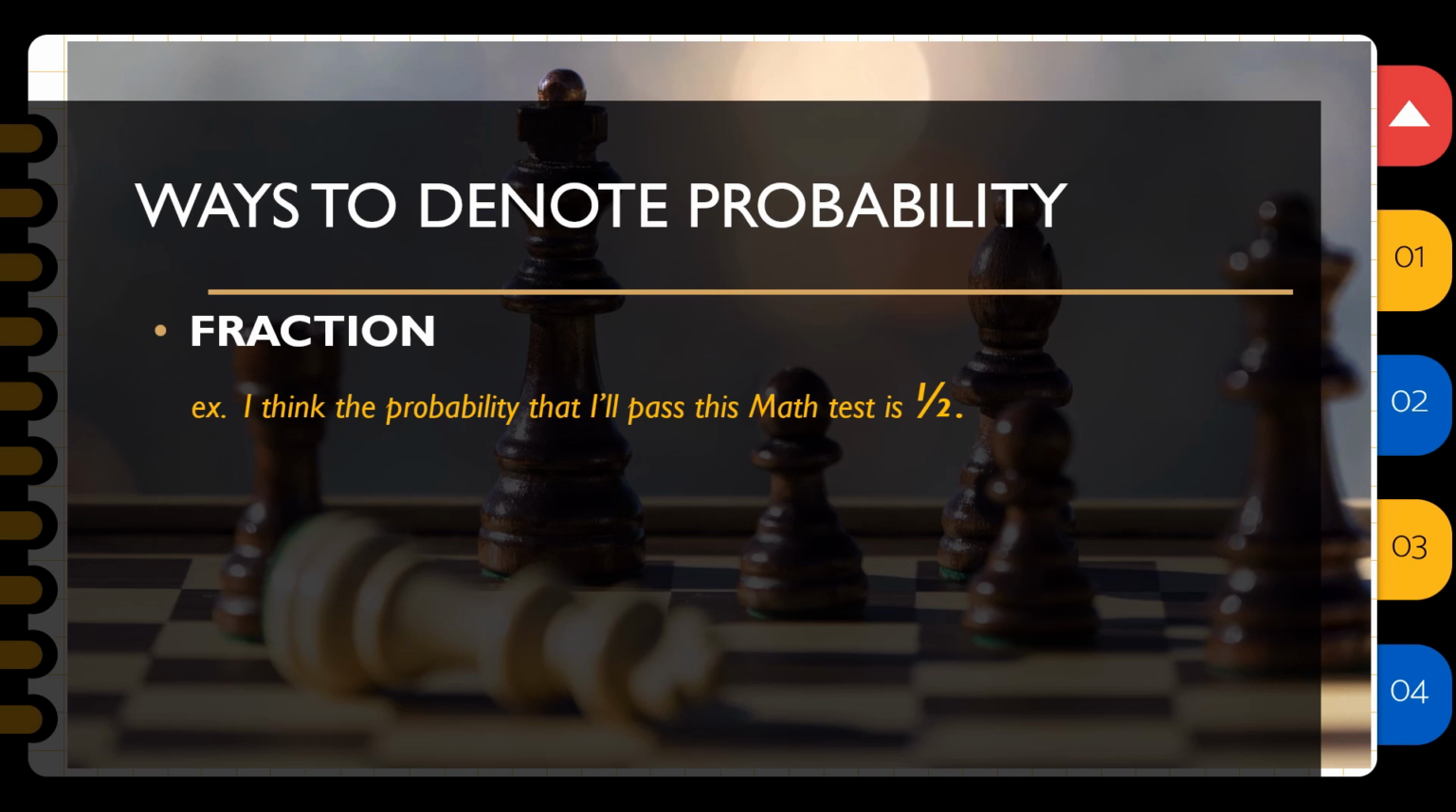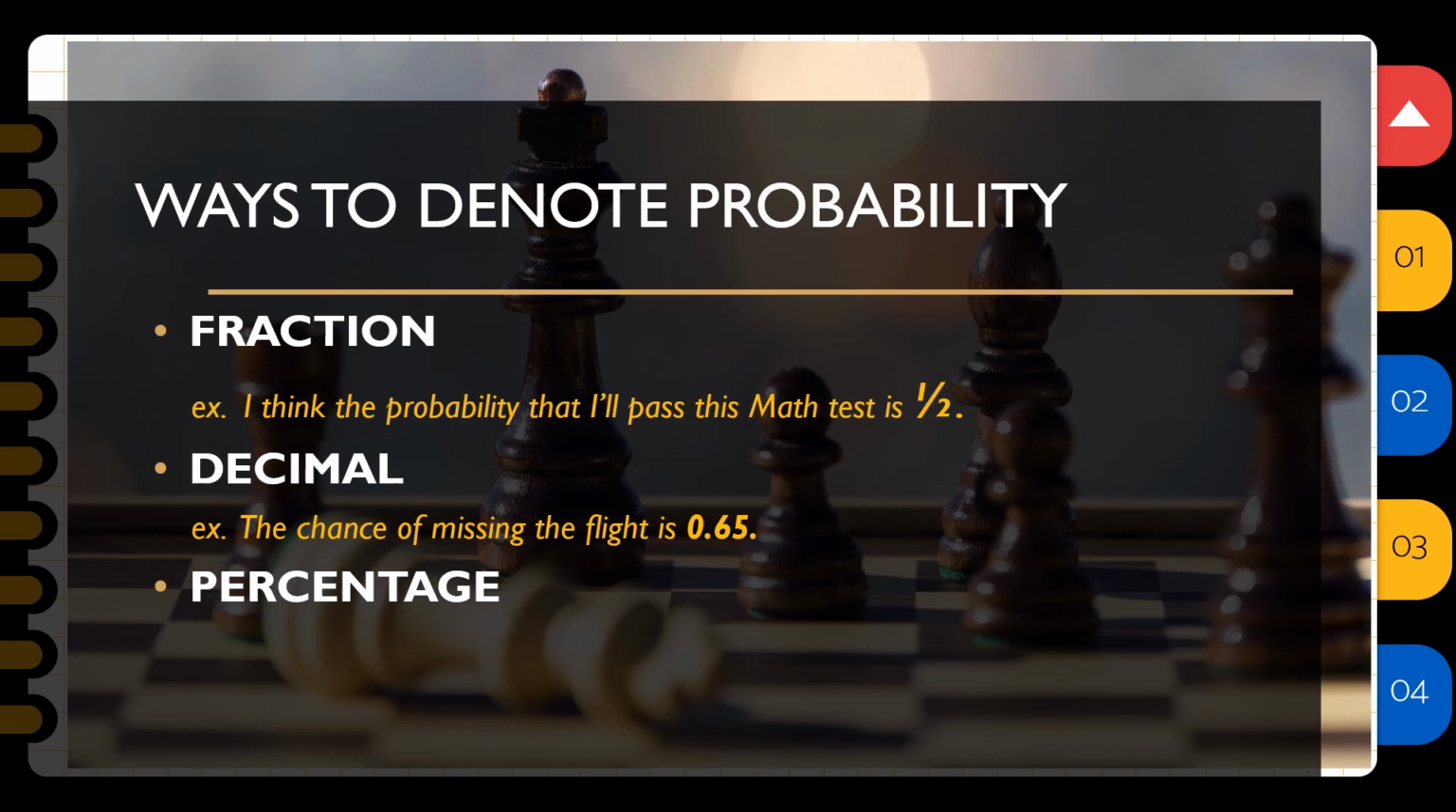Also, it can be expressed in decimal form. We have the example, the chance of missing the flight is 0.65. And another way to express probability is in percentage form. So let's see the example. There is a 5% chance of not getting into the club where you want to be. Among the three, probabilities are mostly written in either percent or fraction. Why? Because it is more practical and apparent.